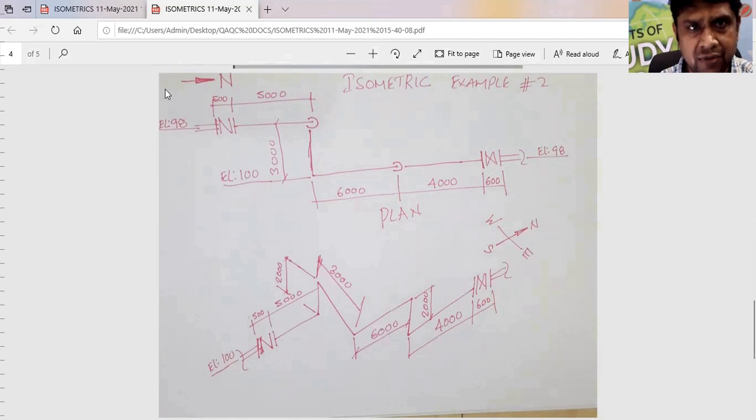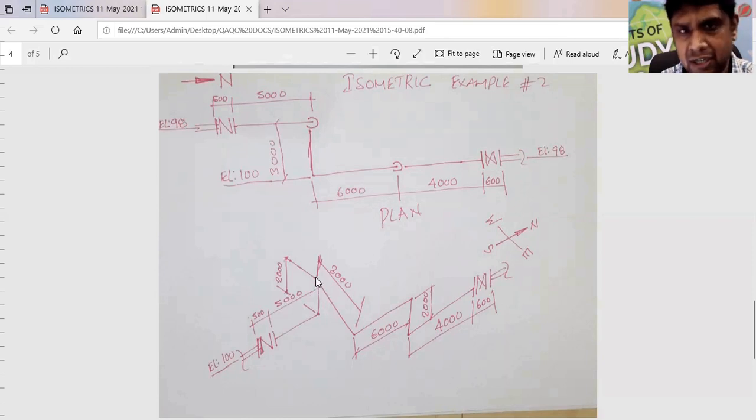Now the line is going from south to north. So here you start the line from south to north. This is 500 mm dimension for the check valve. Then the line is going south-north by 5 meters. This is 5 meters. Then it is going up because the elevation difference is 98 here and 100 here. So it goes up by 2 meters.